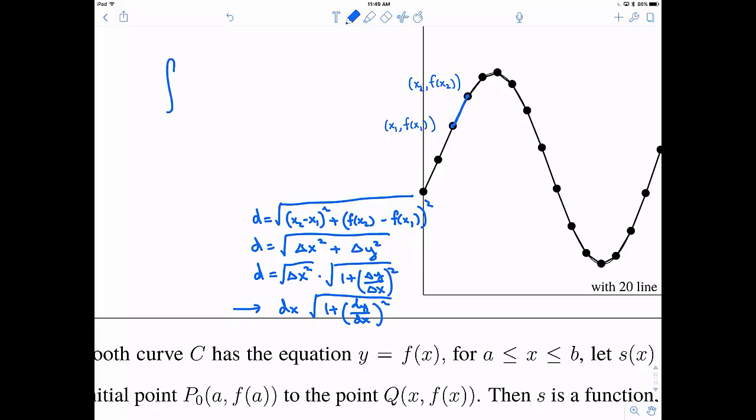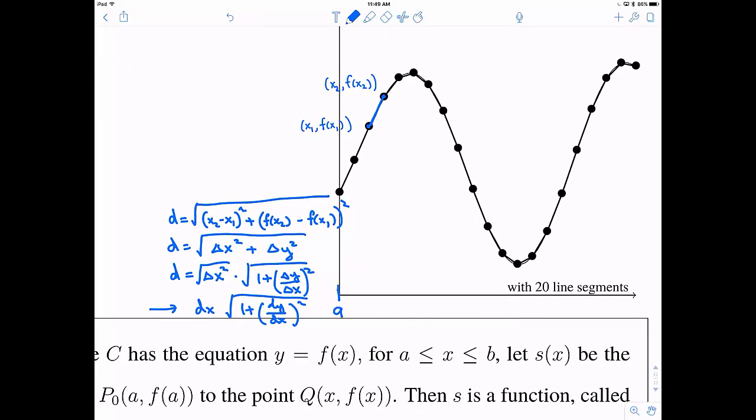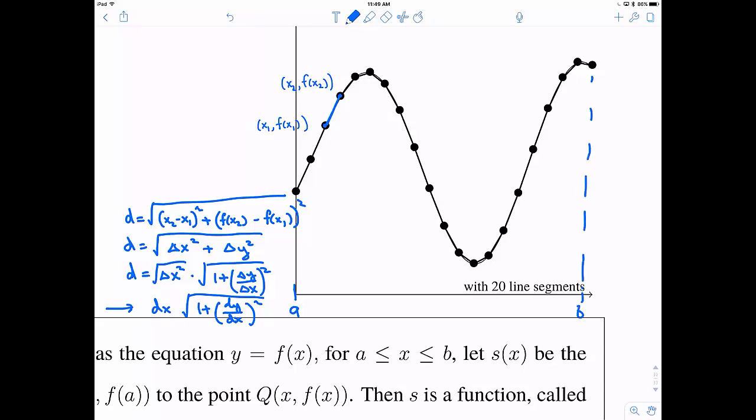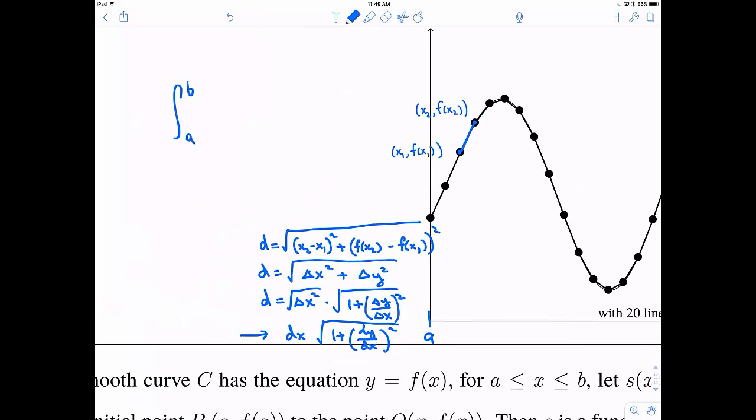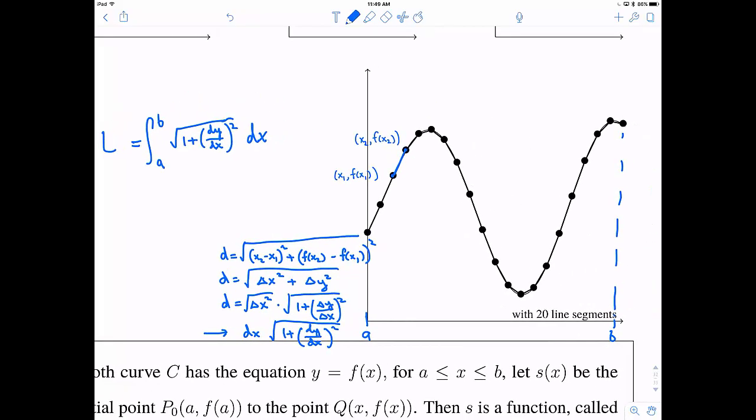Okay, so now this is just for one line segment. What if we had lots and lots of these? In this case, we only have 20, but you can imagine if we had 100 or 1,000,000, ranging from a to b, and we want to add them all up. Then we would take the integral from a to b of this thing. Let me rearrange this so that dx comes at the end, as we usually like it to. Now you can see this is the integral of the square root of 1 plus the derivative squared, dx. All right, and there we have it. Now we have the arc length formula, and we understand why the formula is the way it is.